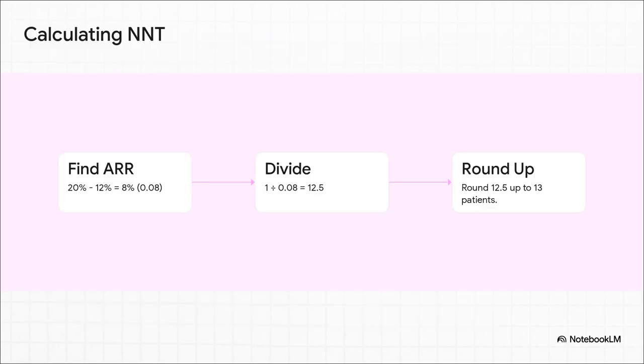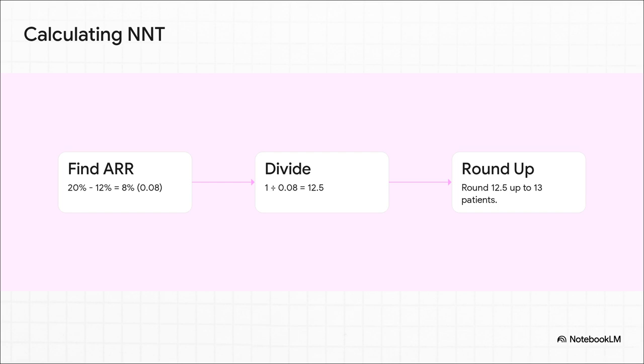Let's look at exactly how this plays out step by step so the math really clicks. Step 1, we find our ARR. 20% minus 12% equals 8%, which is 0.08 in decimal form. Simple enough. Step 2, we calculate NNT by dividing 1 by 0.08, which gives us exactly 12.5.